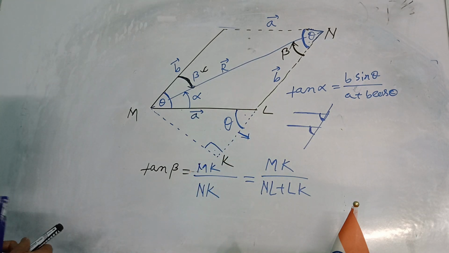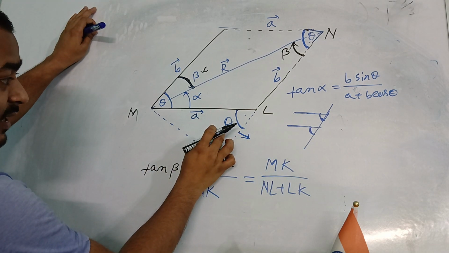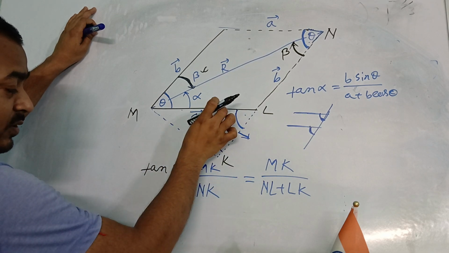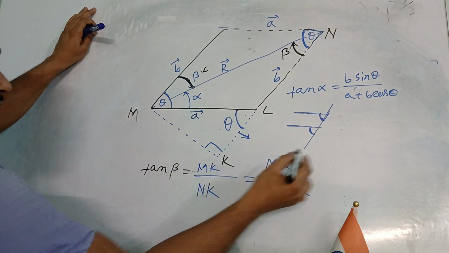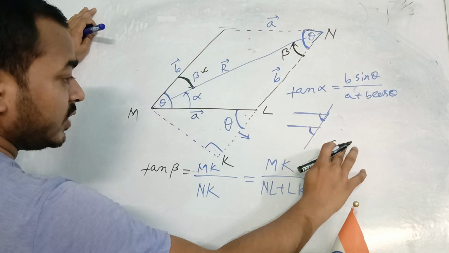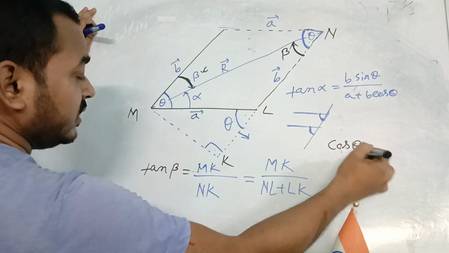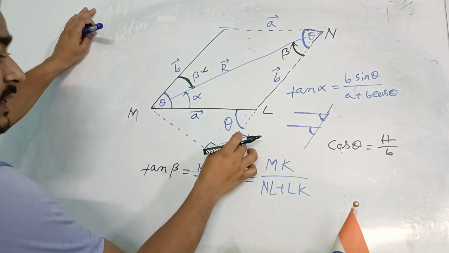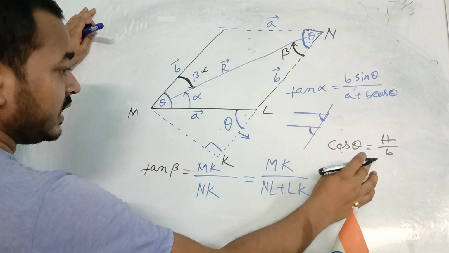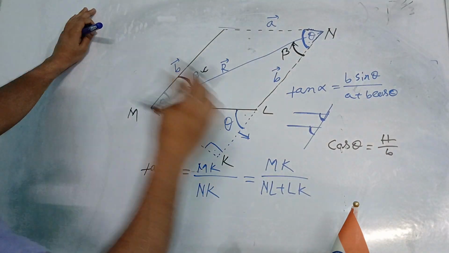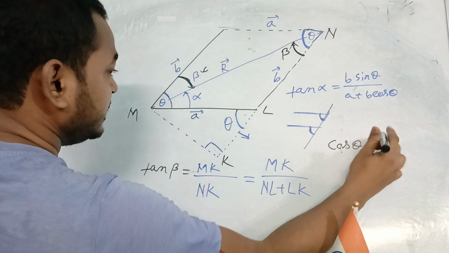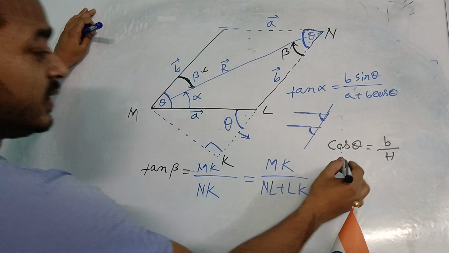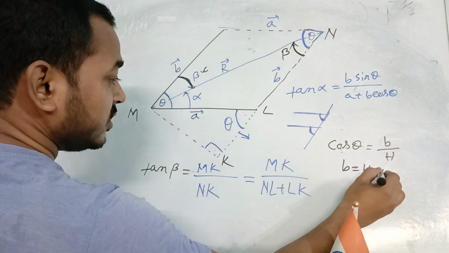This is theta, this is the hypotenuse, this is the base. So how do we find the base? Cos theta, what do we know? Cos theta is equal to, it is what? Capital H by B. So B is unknown, so we can write it as base by hypotenuse. We know this one. Okay, so what is the value of B? B is equal to H cos theta.